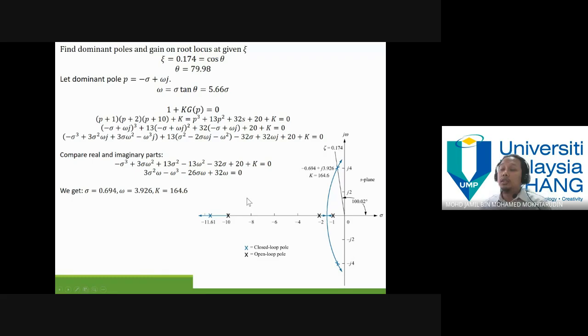Okay, so if you sketch the root locus and you sketch the line made by this damping ratio, this is the point that we want to find. Okay, this is the point P, the intersect point here. So at point P, the pole here equals negative 0.694 plus 3.926 j. And the gain at this pole equals 164.6.